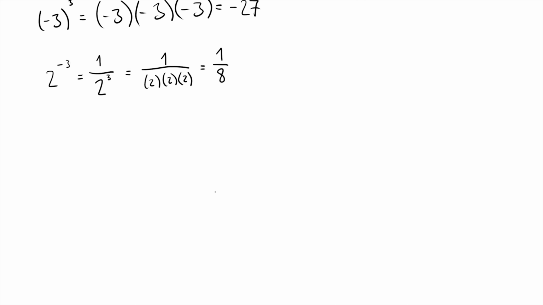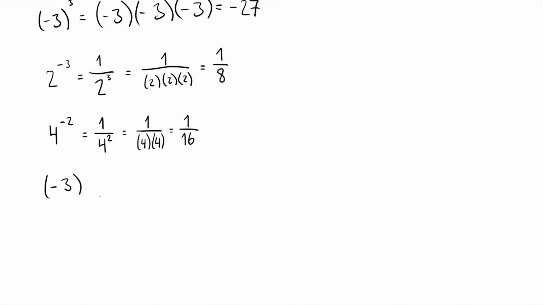Okay? Let's do a few more examples. Let's do 4 to the exponent negative 2. Again, we have to turn this into a fraction and get rid of the negative exponent. So we're going to write it as 1 over 4 to the exponent 2. We can rewrite that as 1 over 4 times 4. 4 times 4 is just 16. So we get 1 over 16. Really simple.